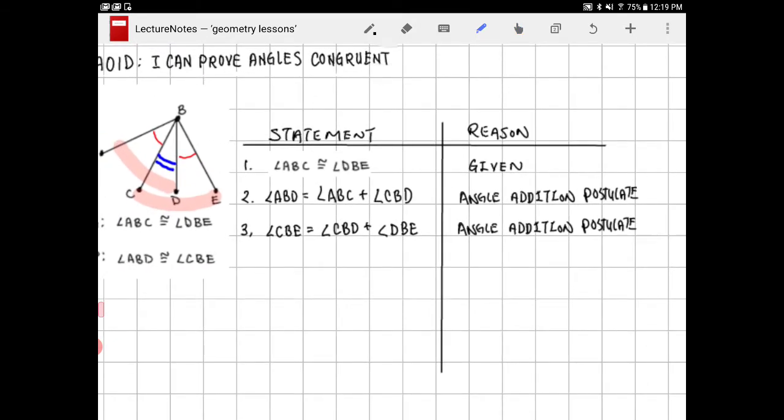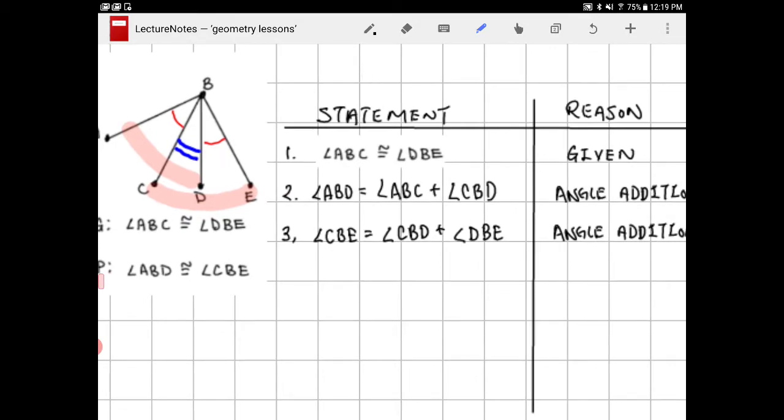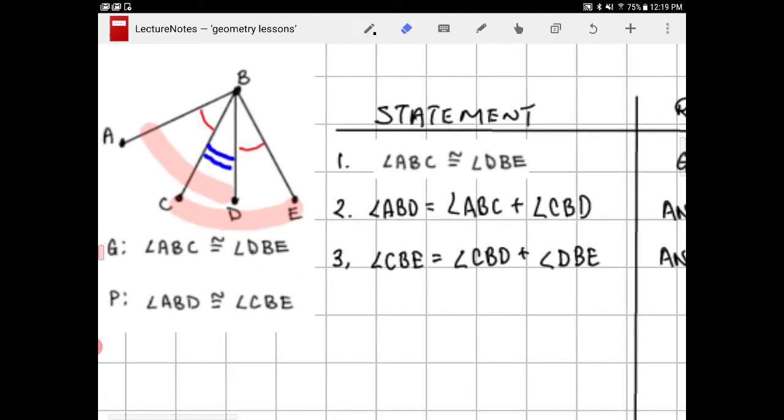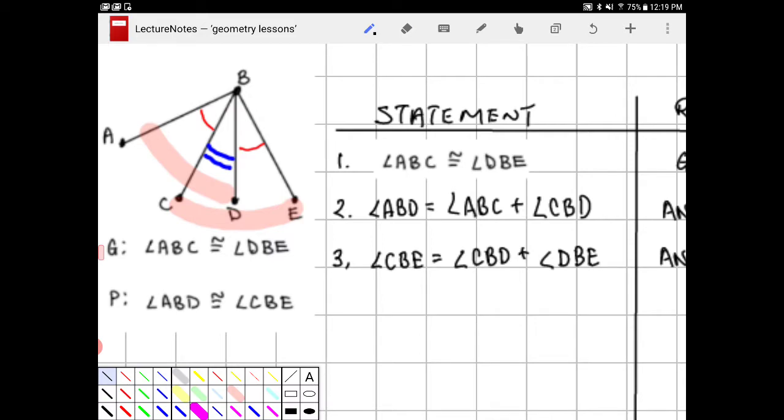Now, there is a small difference, but we're going to regard this congruent symbol here as an equality symbol, even though we know technically it's not. So we recognize that angle ABC is going to be equal to angle DBE. But we also recognize that there's an angle in between here. Which angle am I referring to? I'm referring to this angle here that's in green. So that angle is sandwiched in between.